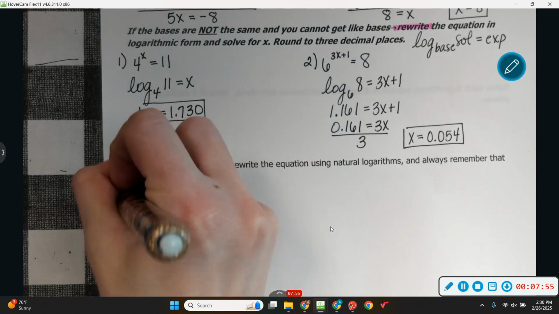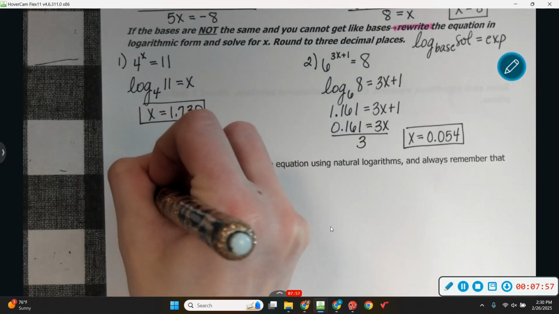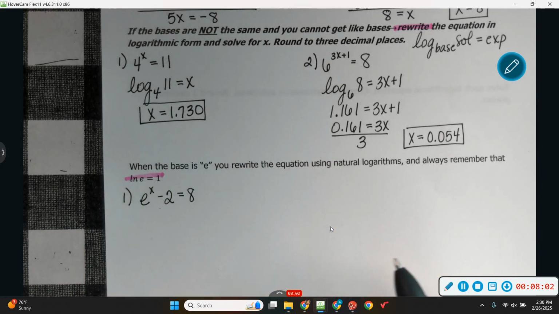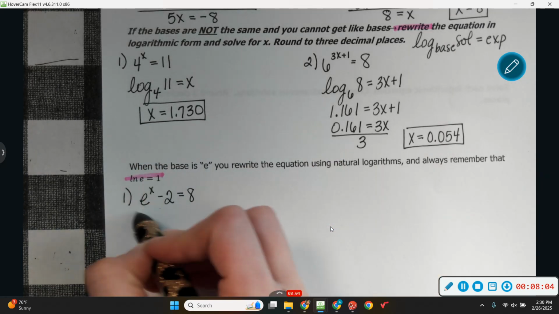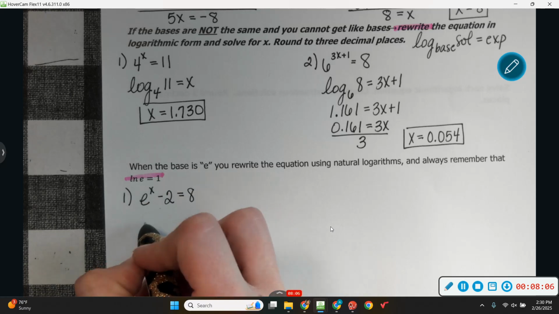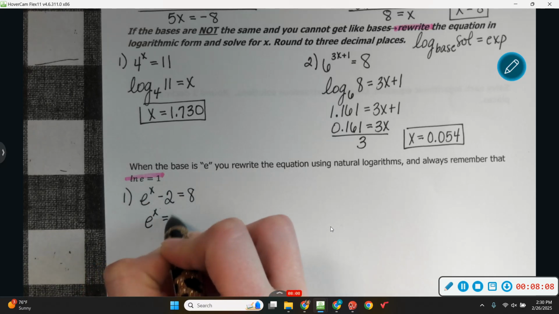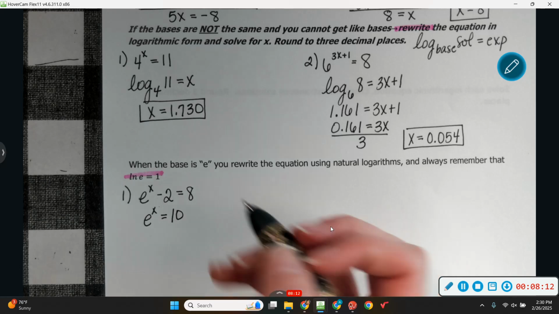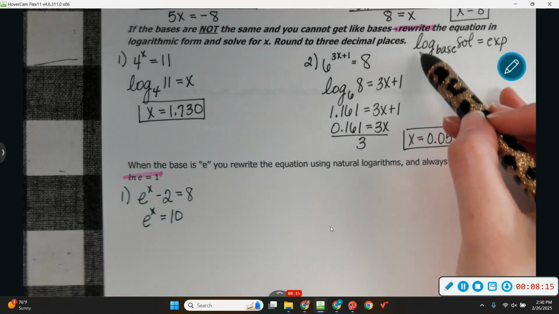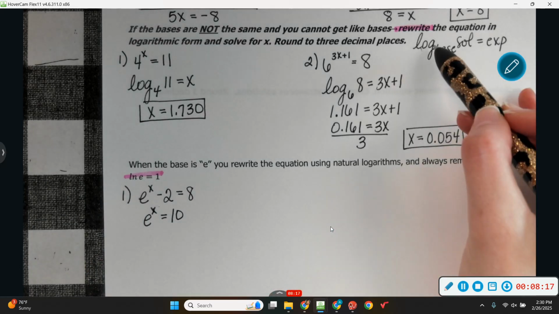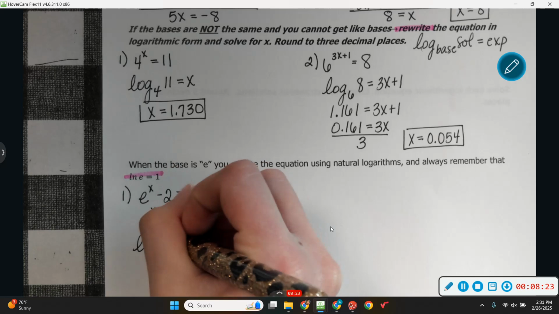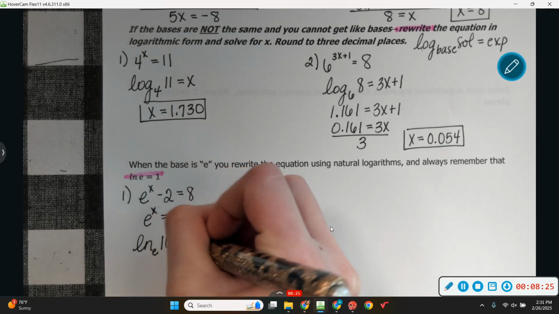So if I start with my first example, I have e to the x power minus 2 equals 8. So I want to isolate my base, e to the x, so I would add 2. E to the x is equal to 8 plus 2 is 10. So when I rewrite it, if I have my log base solution equals exponent, and I have an e as my base, I'm going to do a natural log. Now I'm going to have natural log of e, my solution is 10, equal to my exponent.